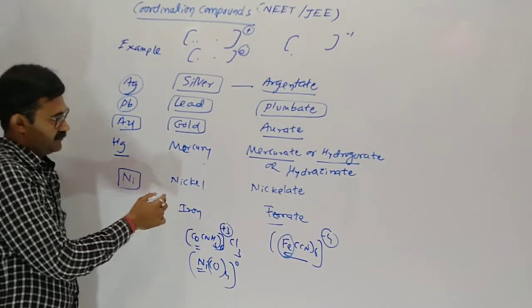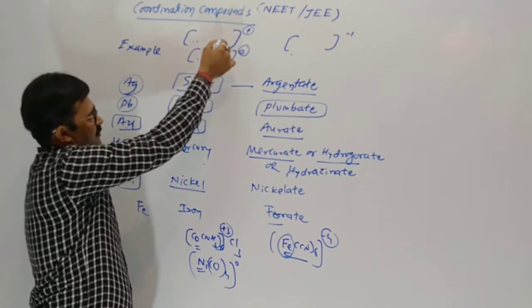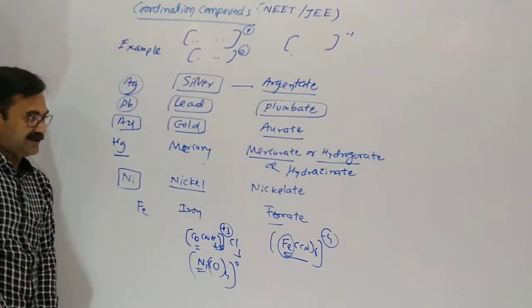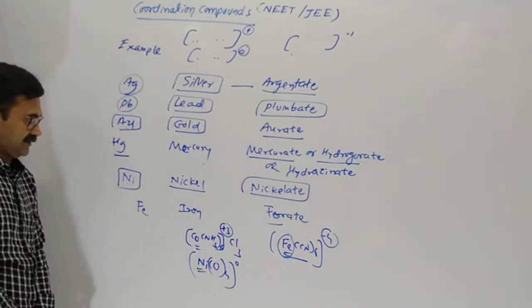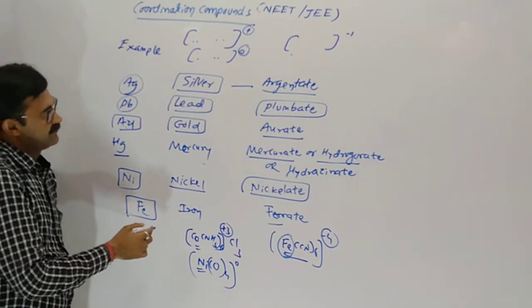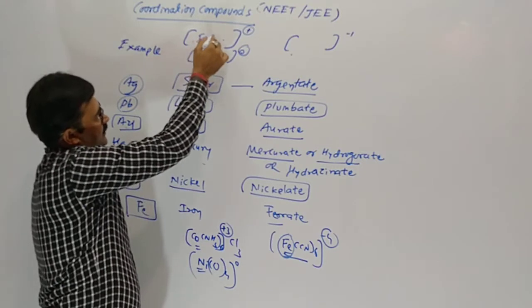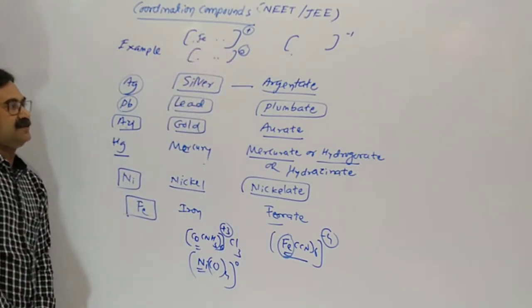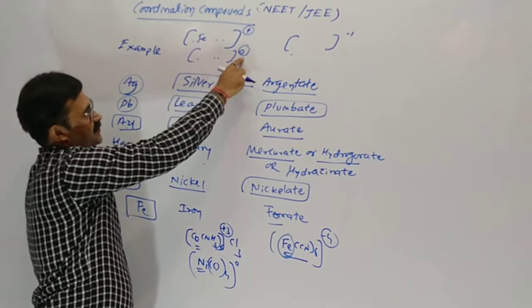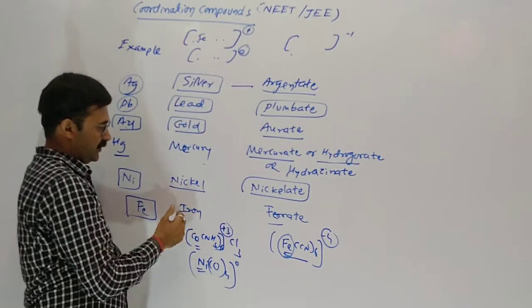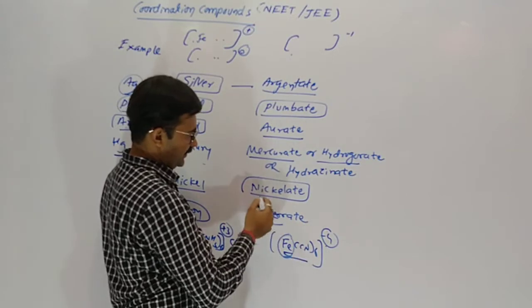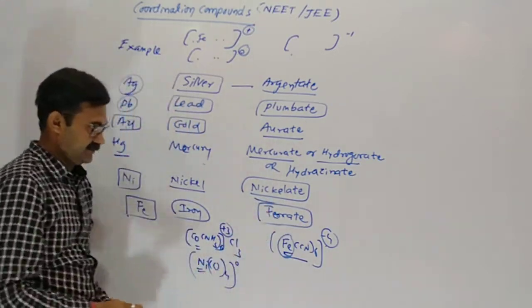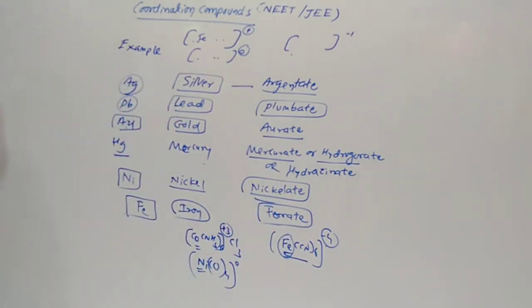For nickel, it remains nickel in a positive or neutral entity, but in a negative entity it is nickelate. Now what about Fe? Fe, in a positive entity or neutral entity with zero charge, stays Fe, but in a negative entity it should be ferrate. Understood?